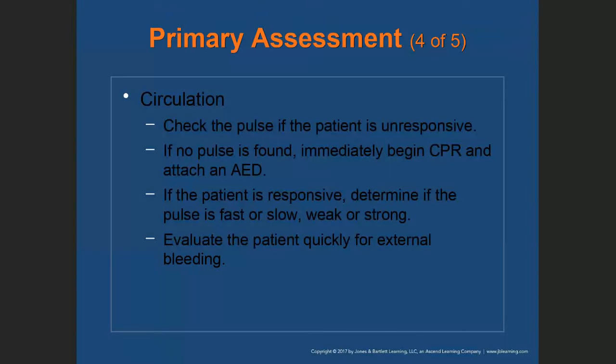Circulation. Check the pulse if the patient is unresponsive. If no pulse is found, you know you need to do CPR. Use an AED as soon as possible based on your current guidelines or protocols. If the patient is responsive, determine if the pulse is fast or slow, weak or strong. Evaluate the patient quickly for external bleeding.